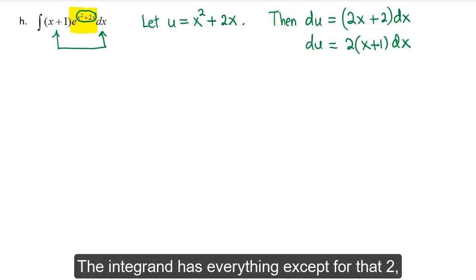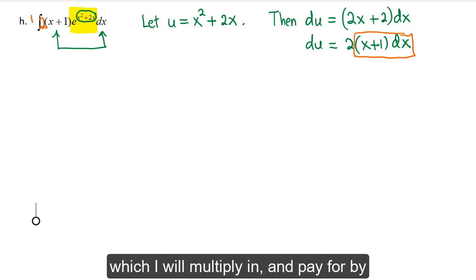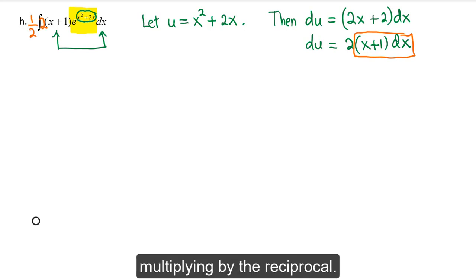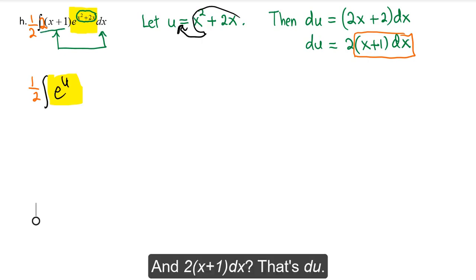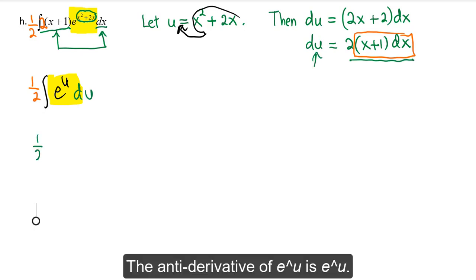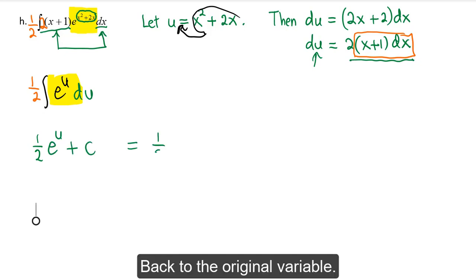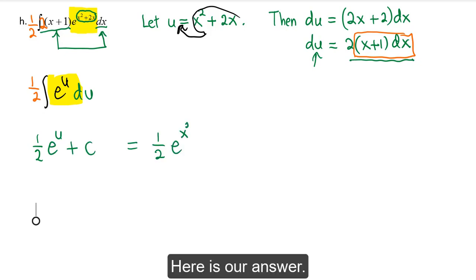The integrand has everything except for that 2, which I will multiply in and pay for by multiplying by the reciprocal. So e to the x squared plus 2x is e to the u. And 2(x plus 1) dx, that's du. The antiderivative of e to the u is e to the u. Back to the original variable, here is our answer.